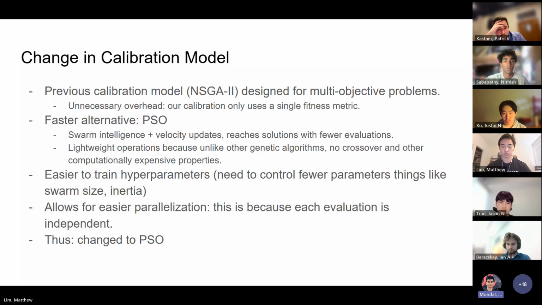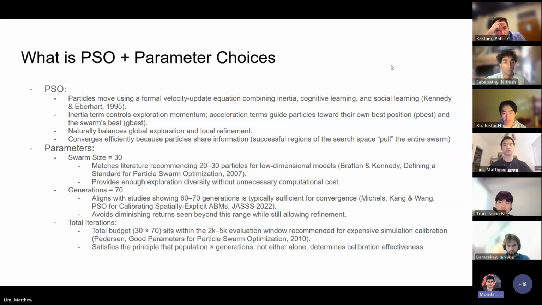So we changed our calibration model to PSO. Next slide. Just to talk more about what PSO is.